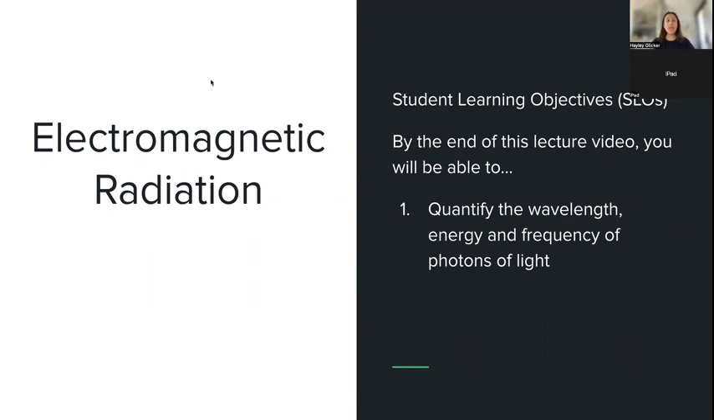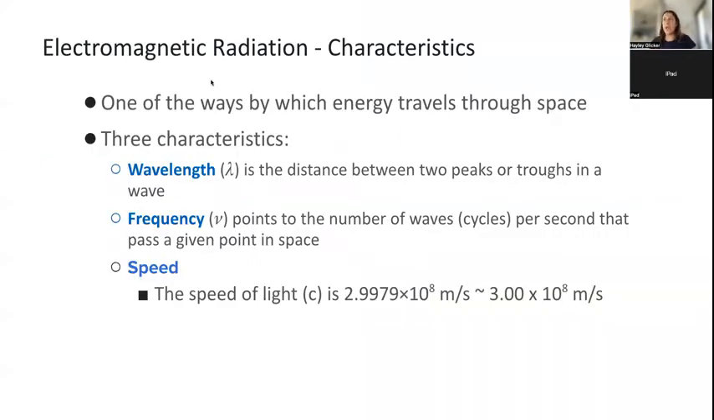So to get us started with introducing some vocabulary, electromagnetic radiation is one of the ways by which energy travels through space, and we can describe electromagnetic radiation utilizing three different characteristics. The first of which is wavelength, which the variable of is this character lambda, which is a Greek symbol. So lambda is the wavelength and is characterized as the distance between two peaks or troughs in a wave.